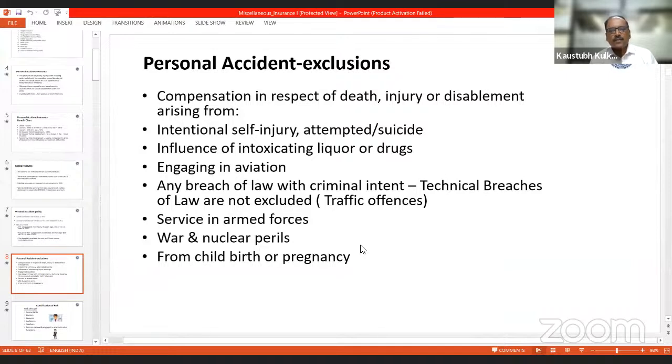Service in armed forces, not covered. War and nuclear perils, not covered. From childbirth or pregnancy. So if any death or disability arises out of childbirth or pregnancy, is excluded from the scope of cover.